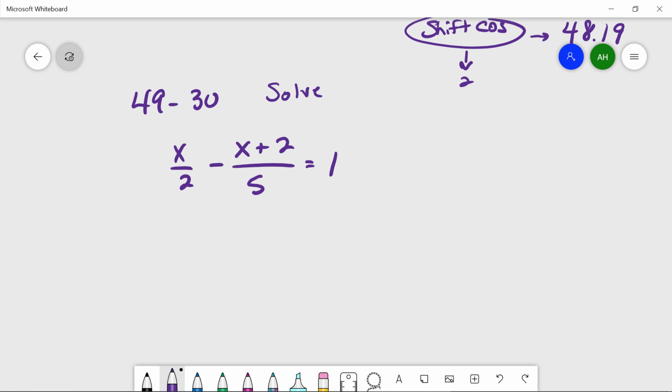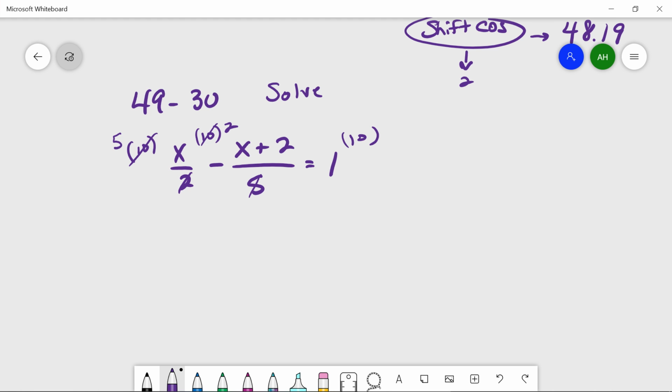The first thing I want to do is get rid of the fractions. What makes this ugly is having those fractions down there. So my common denominator would be 10, and I'm going to multiply each term in this equation by 10. Here the 2 is going to cancel out, and that's going to be a 5. Here the 5 is going to cancel out, and that's going to be a 2.